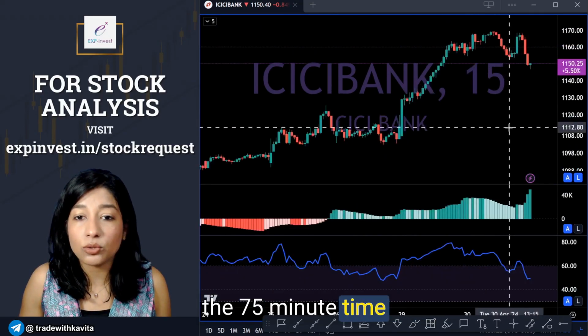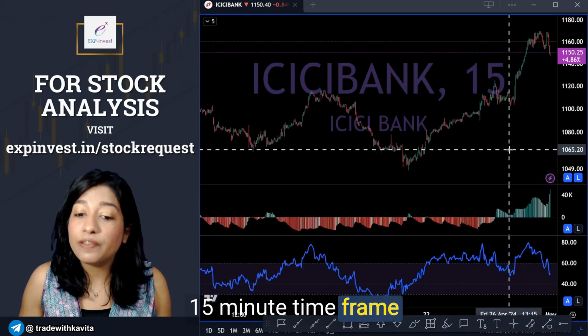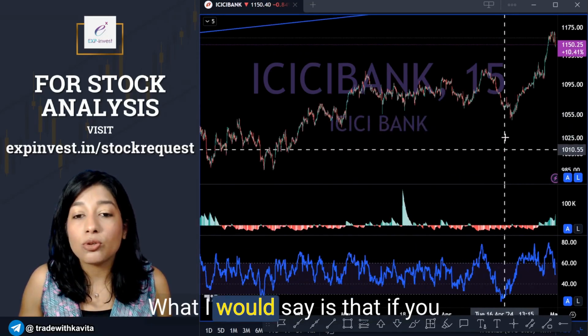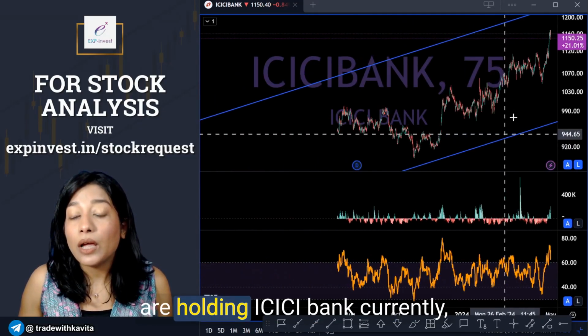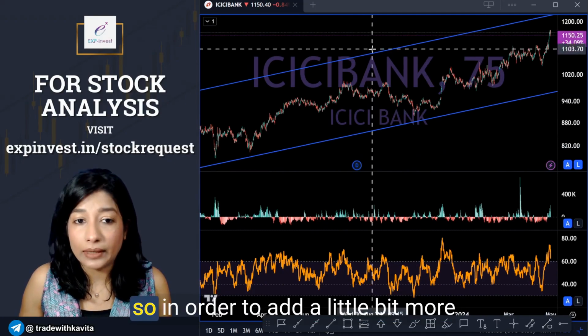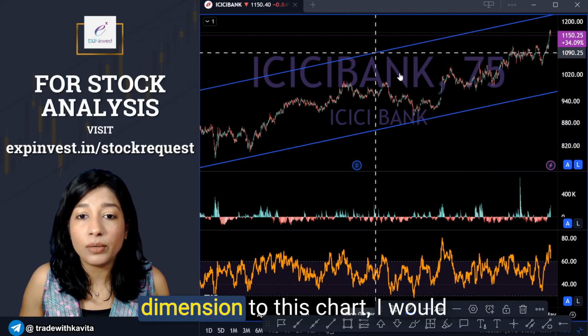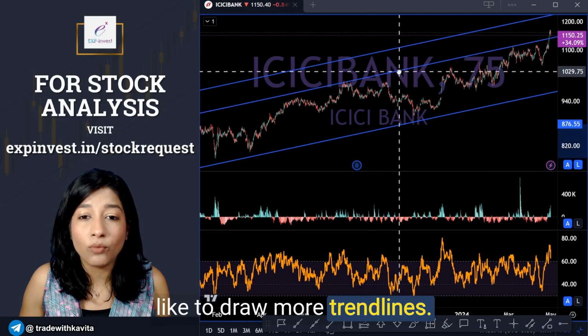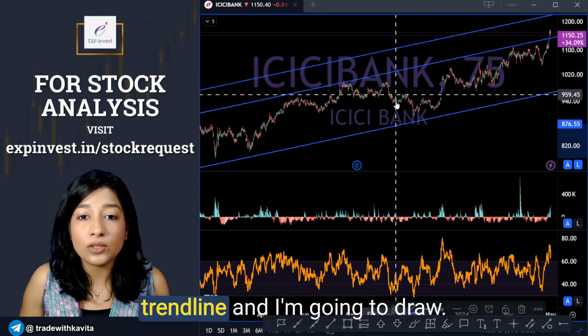The 75-minute time frame also supports. The 15-minute time frame is also very bullish. What I would say is that if you are holding ICICI Bank currently, in order to add a little bit more dimension to this chart, I would like to draw more trend lines. So I will clone the existing trend line and draw.